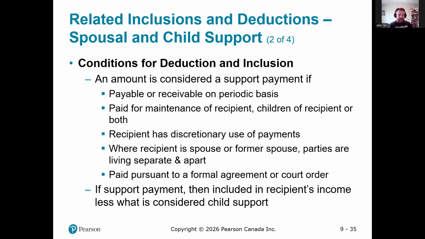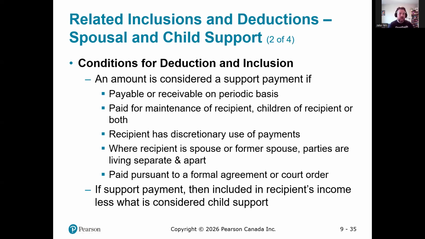It has to show that it's a periodic basis, that it's meant to be a continuous payment to support their lifestyle. If support payment, then include in recipient's income less what is considered child support. So if I pay $1,000 a month and I say, okay, $800 of it is for spousal support, then the difference, the $200 must be for child support, right? So they will add to their income the $1,000 minus that $200 child support. I will subtract $800, the spousal support, they will add $800 because that's the difference between the full amount received minus the child support. And that's important for, actually, we'll go on to the next one.